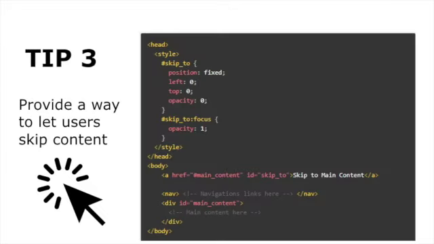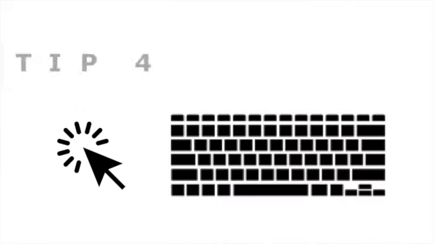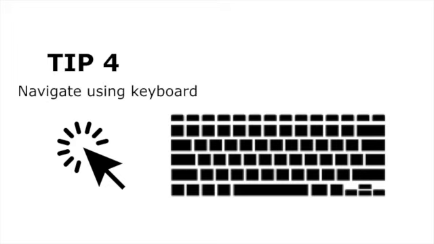Tip 3. Always let users know where they are and how to skip content by creating alternative routes. Tip 4. Be sure that any action that can be done on a mouse can also be done through a keyboard alone. Those users who can only use a keyboard should be able to navigate using the Tab key, Enter, Space, and arrow buttons.